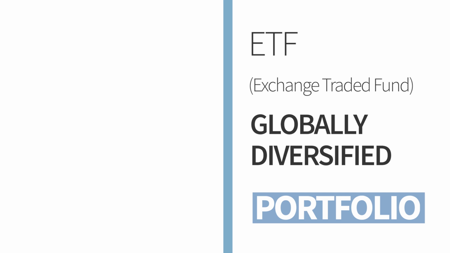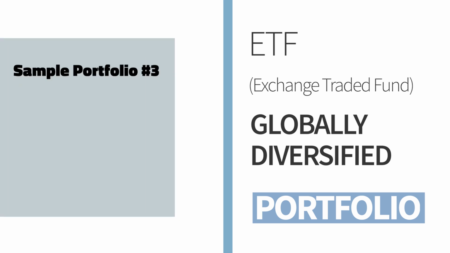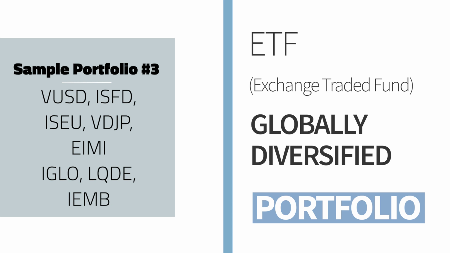First sample portfolio is going to consist of BWRA and IGLA. This is an accumulating portfolio that follows a globally diversified strategy. The second sample that I'm going to be talking about is the same strategy, but it follows a distributing approach. And the third sample portfolio that we're going to be discussing has more than 2 ETFs, but the advantage of this strategy is that you can decide if you want to have a higher weightage towards any particular geography, and that is completely discretionary. That means it's up to you as to how you want to structure your own portfolio.